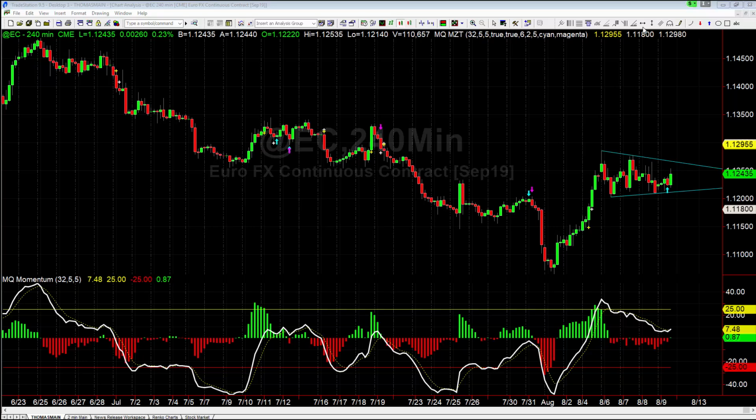Now, the other interesting thing that's happening here is we've now broken through the previous pivot highs. Whereas back here when we had these bullish MZT, we were still technically in a downtrend. Now we're actually technically in an uptrend on our 240s because we have higher highs and we're still maintaining higher pivot lows every time we have a swing low, which is important. So what we're watching for now with regards to the euro is a break to the upside.